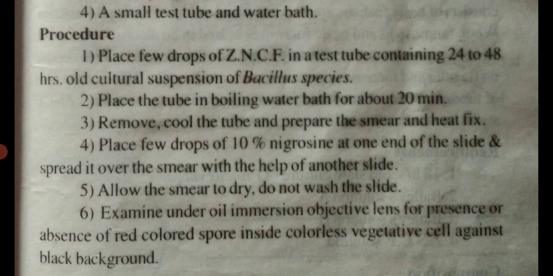Sixth point, after this, examine the slide under the oil immersion lens. Observe for the presence or absence of red colored spores inside colorless vegetative cells against a black background. Here, the 10% nigrosin acts as a decolorizer. It selectively decolorizes the color taken by the vegetative cell, and the cytoplasm of the cell appears colorless. As the 10% nigrosin is an acidic stain, it gives a black color to the background, whereas the spore appears red in color.